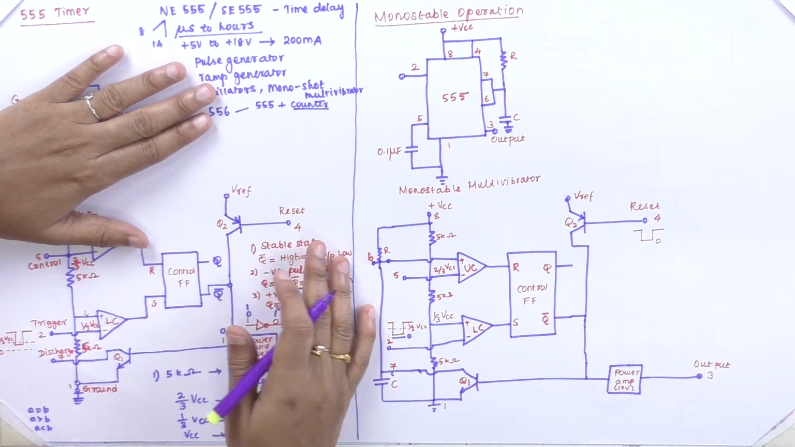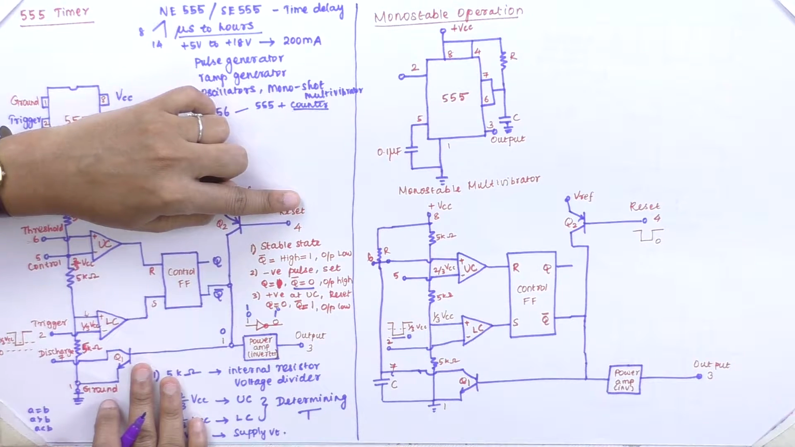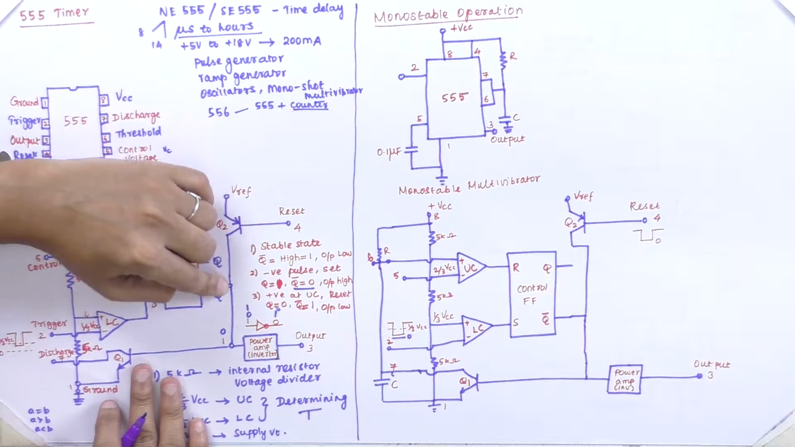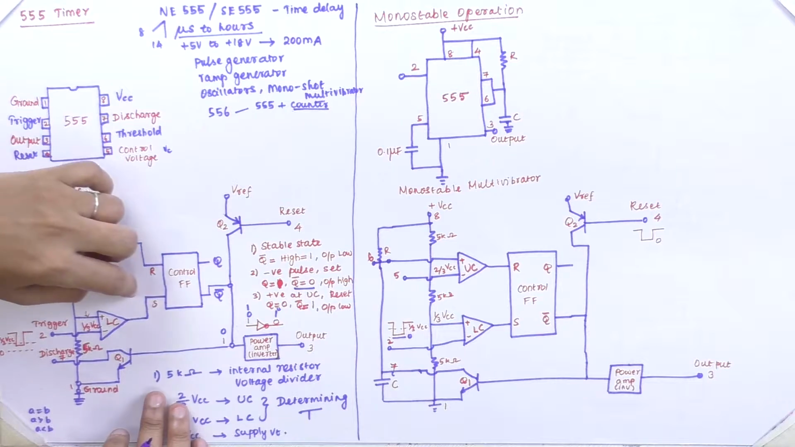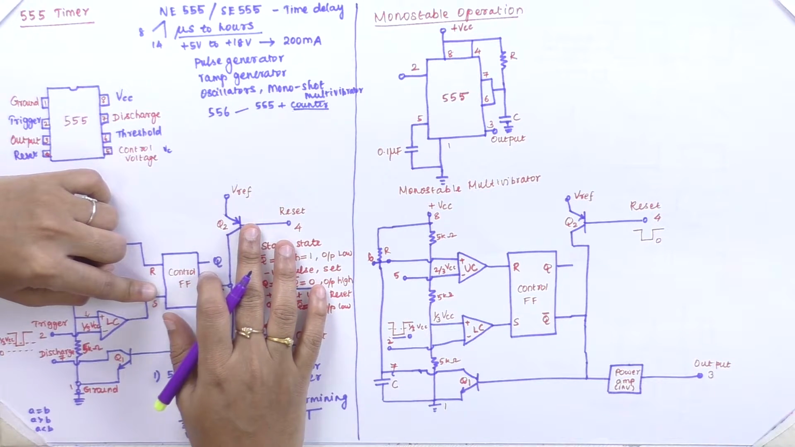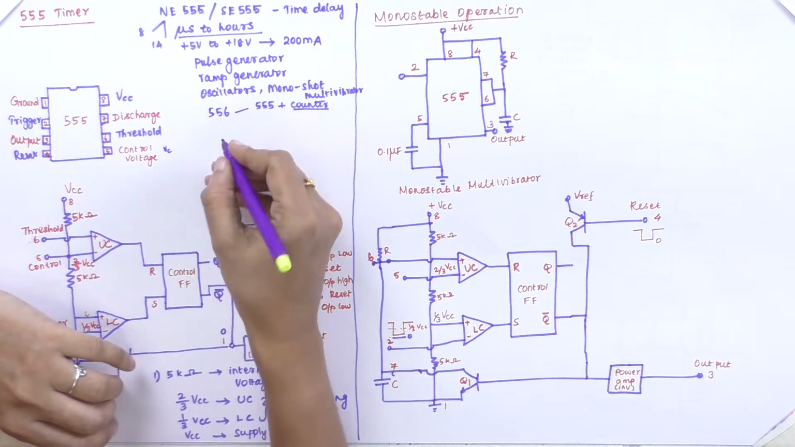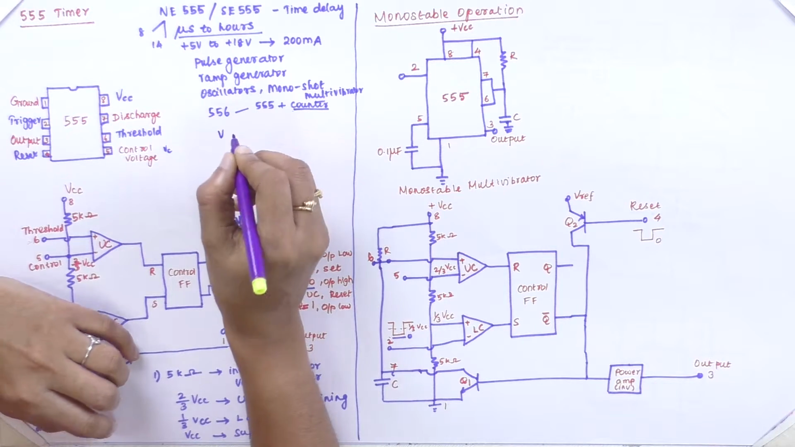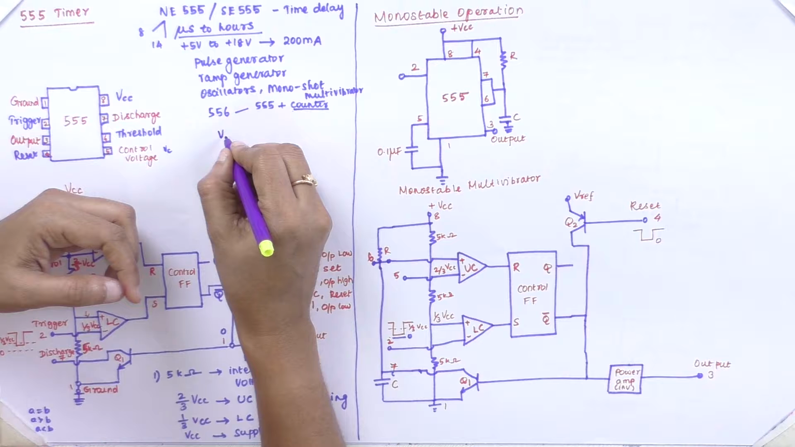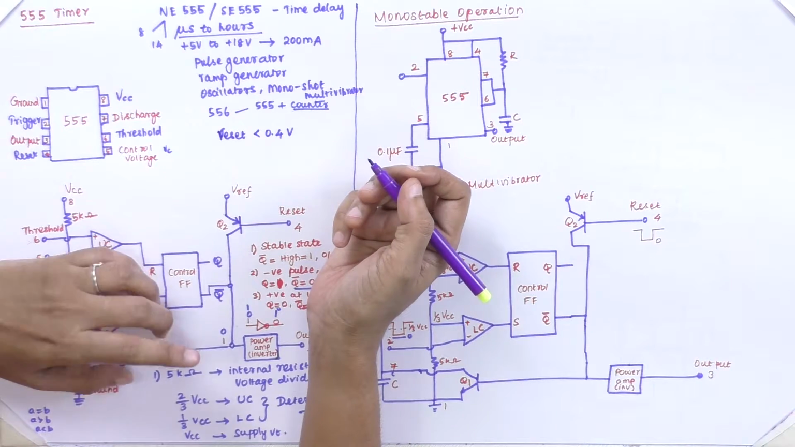In this condition, from the lower comparator, we are applying a reset pin. This reset pin will trigger this Q bar, and this works with the help of that lower comparator. It should not get overridden all the time, so we have to decide when it is to be overridden. The reset voltage is overridden only if the value is less than 0.4 volt.